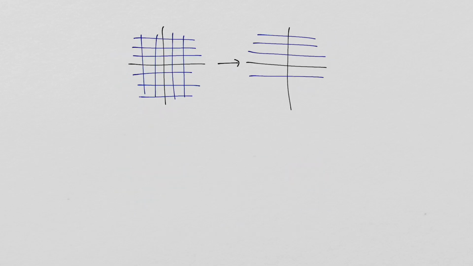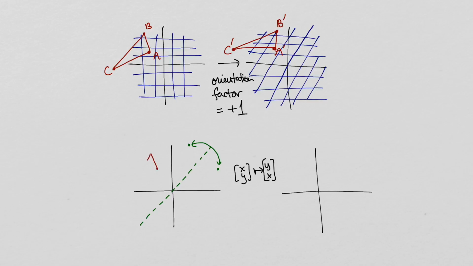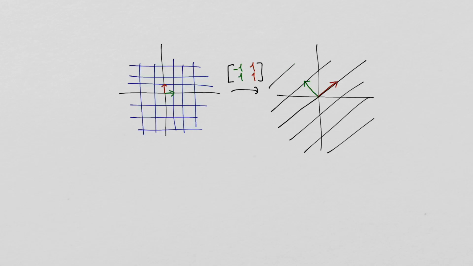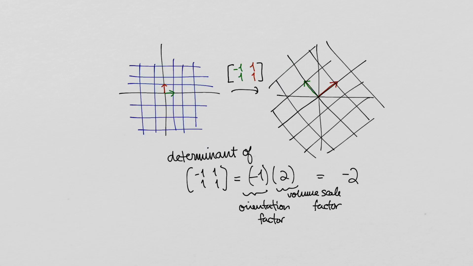The orientation factor of a transformation is 1 if the transformation preserves orientations and -1 if it reverses them. We define the determinant of a transformation to be the product of its volume scale factor and its orientation factor. The determinant of a 2x2 matrix [A B; C D] is AD minus BC.